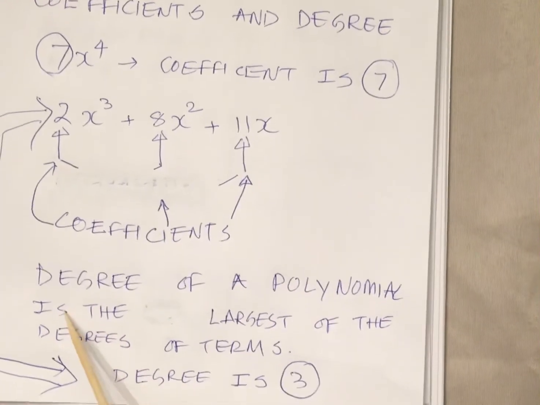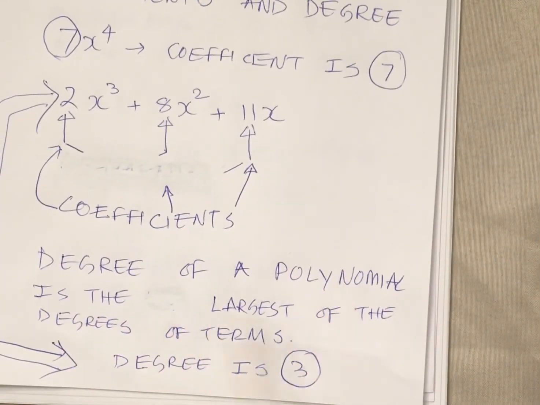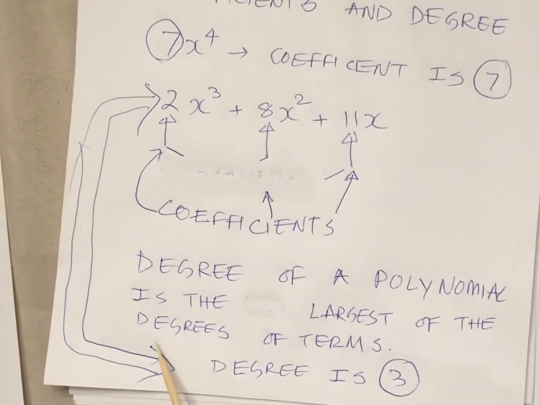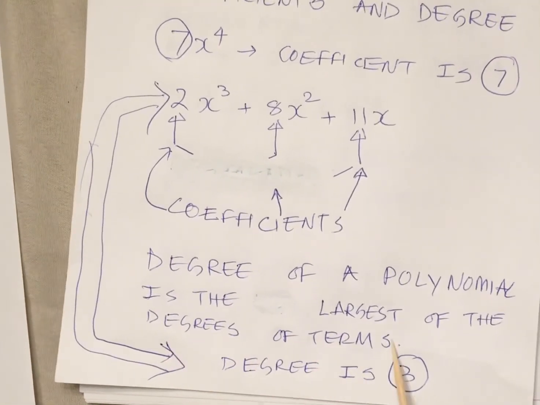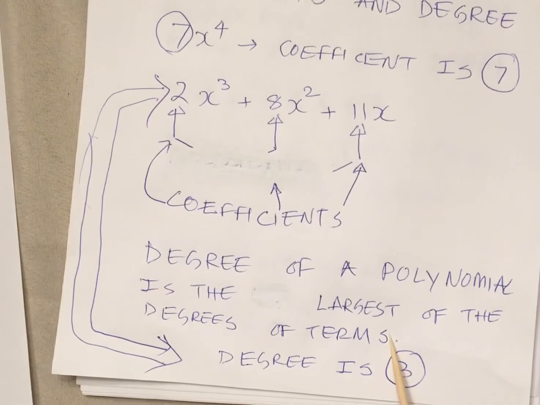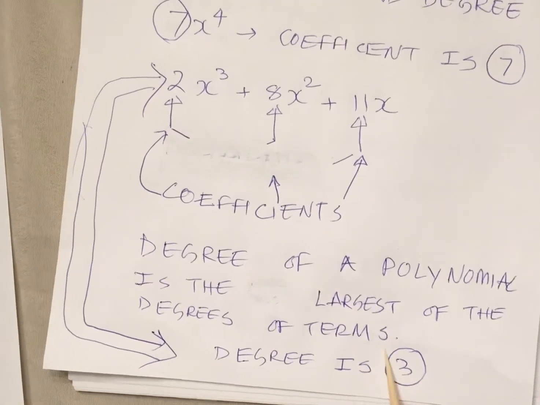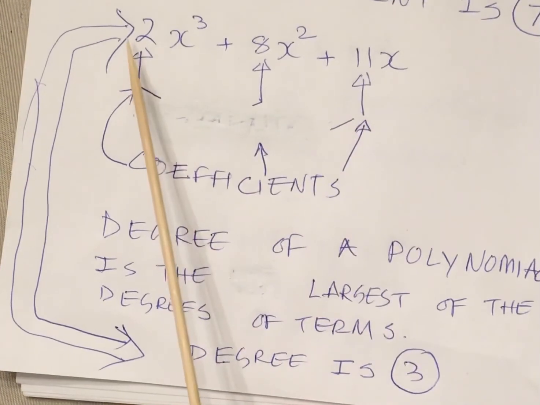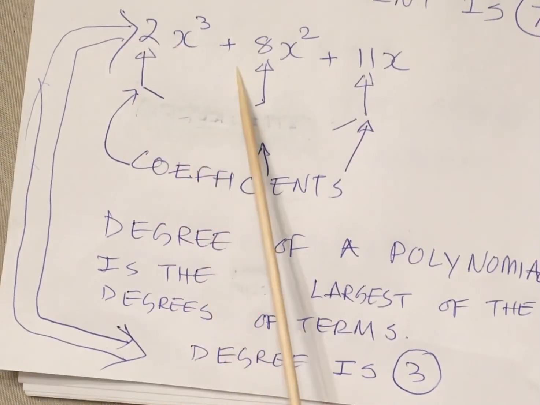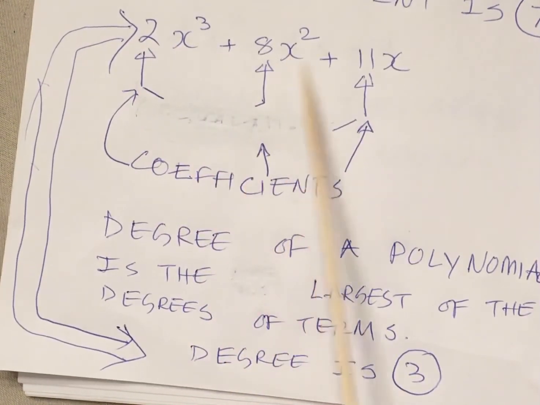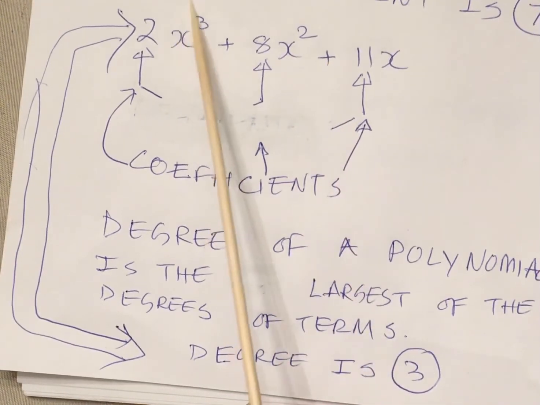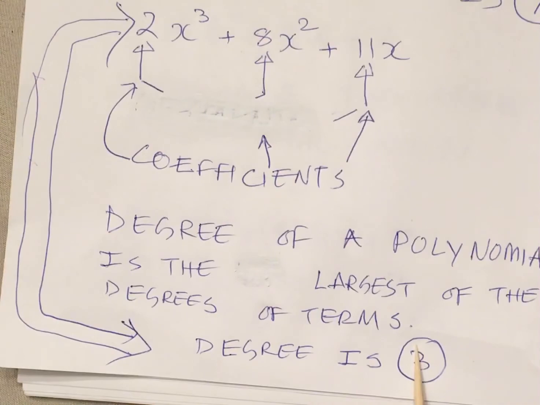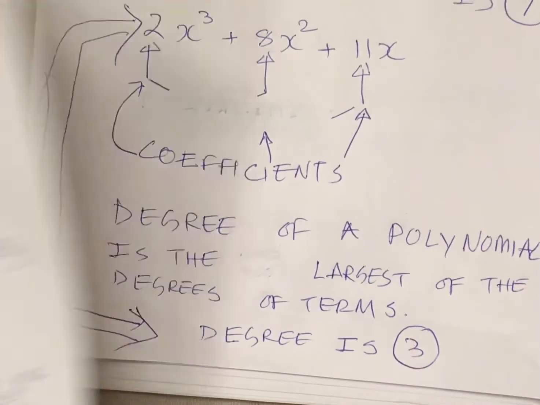The next topic, we have to identify the degree of a polynomial, which is the largest of the degrees in a polynomial term. Let's say the degree is 3 here, because you see, look at this polynomial I wrote. 2x to the power 3, 8x squared plus 11x. The highest power of x is 3, which is the degree of that polynomial.